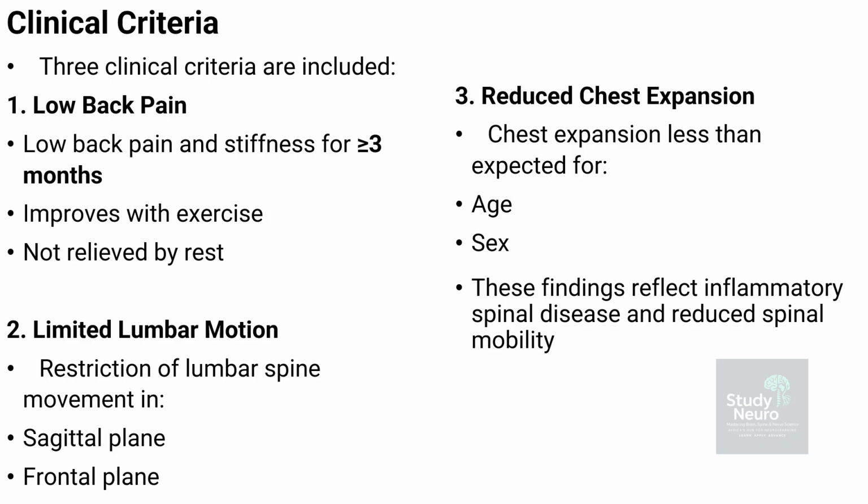Another important feature is reduced movement of the lumbar spine in both the forward and side-to-side directions, because ongoing inflammation gradually limits spinal flexibility and makes normal movement more difficult over time. This reflects disease progression. The final clinical feature is reduced chest expansion for a person's age and sex. Inflammation of the joints between the ribs and spine can restrict movement of the chest wall, leading to reduced expansion during deep breathing and further supporting the diagnosis of ankylosing spondylitis.